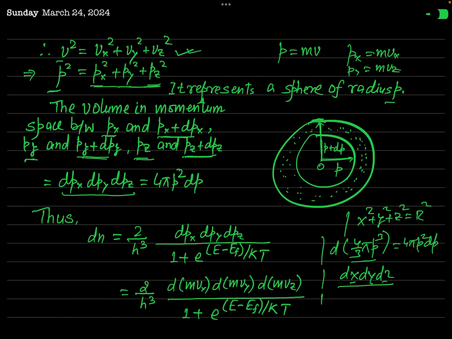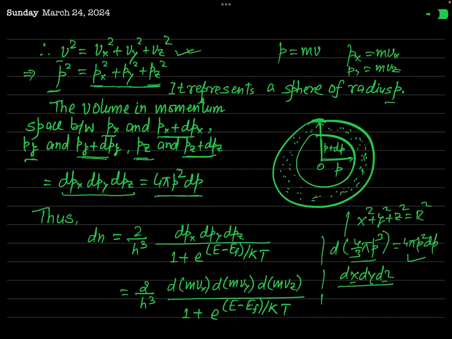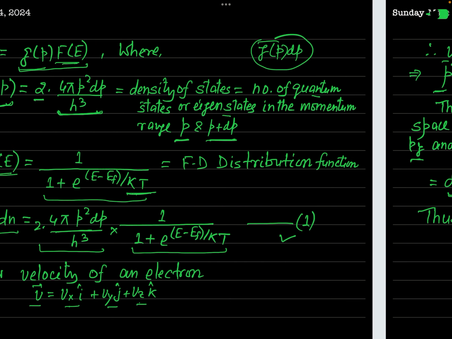That will be equal to the volume of this shaded region, and the volume of the shaded region you have seen is 4 pi p square dp. So this 4 pi p square dp, which occurs in equation 1, is simply equal to dpx times dpy times dpz. That's why we can replace 4 pi p square dp by this factor in equation 1. So you can write the expression for dn now in this way.